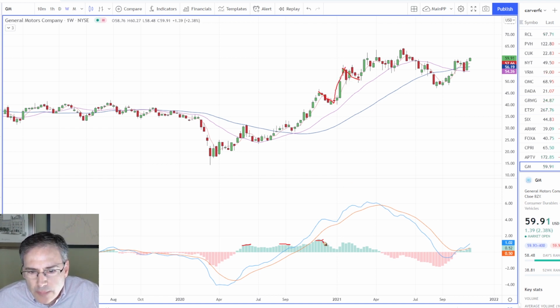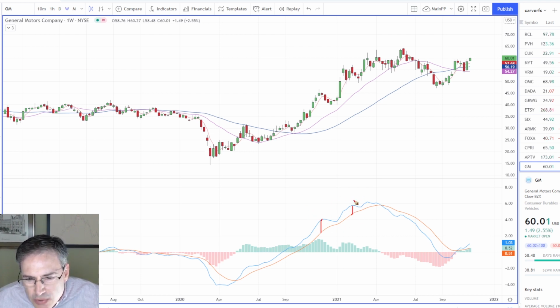But notice what happened to the histogram. The histogram did not make a new high. MACD did. Okay, there's a big difference here. You see how the MACD is making a higher high here and the histogram is making a lower high? So this is giving you a much more sensitive look into the momentum. What this is telling us is that the difference between these, from here to here and from here to here, is shrinking.